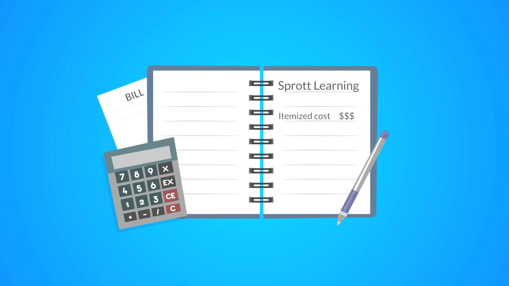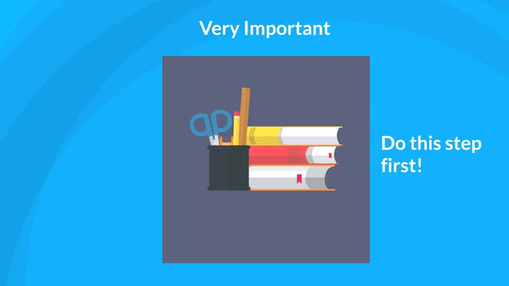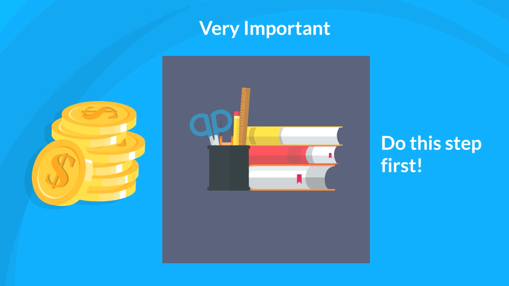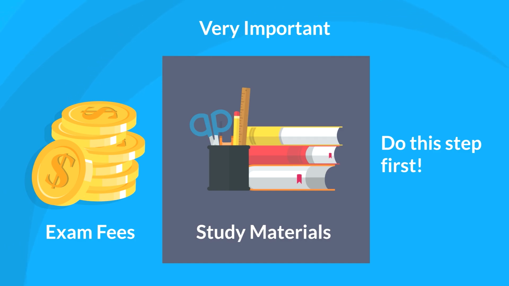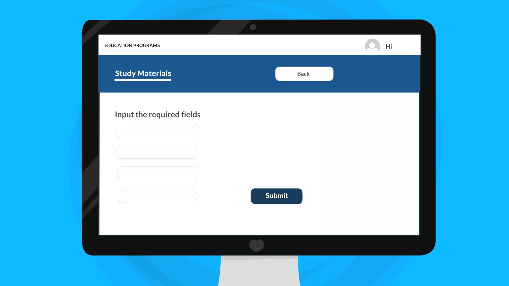Next, you will input the itemized costs. This is very important. Add study materials before you add your exam fees. When you enter your exam fees, you will not be able to go back and add the study materials. For the study materials, input the type, cost, and description as shown on the invoice we sent you. After that, input the administrative fee and click Submit.